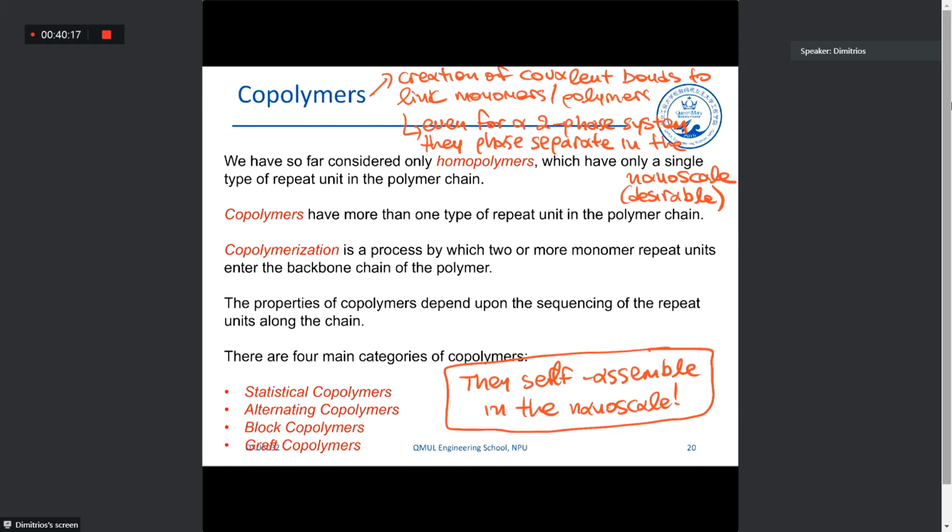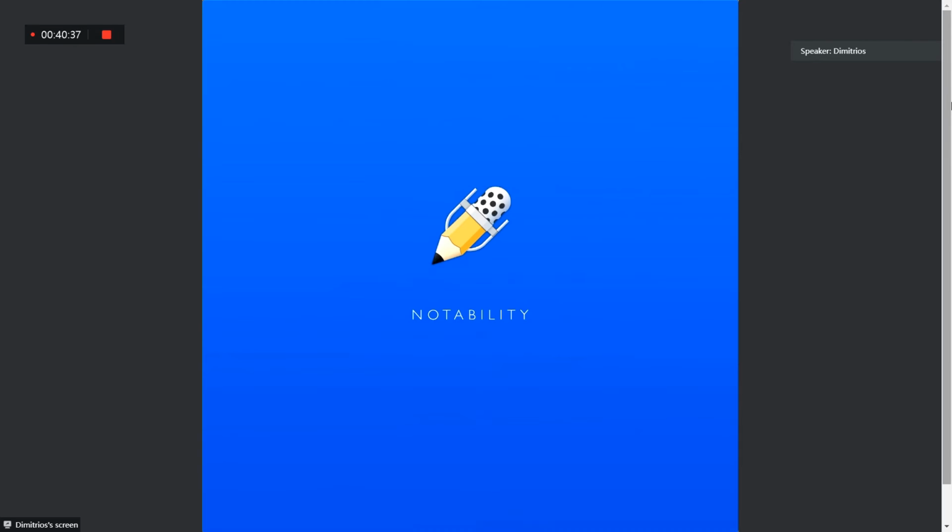As you can understand, the properties of copolymers depend on how we sequence the units along the chain, and we will see now how many different types of copolymers we usually have, okay? And how do we fabricate them? So let's go to the notepad.